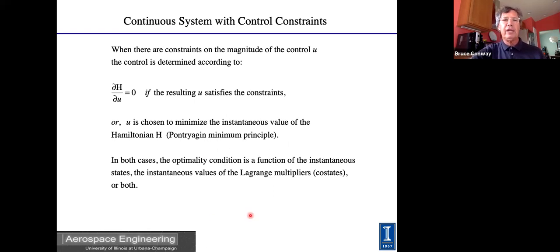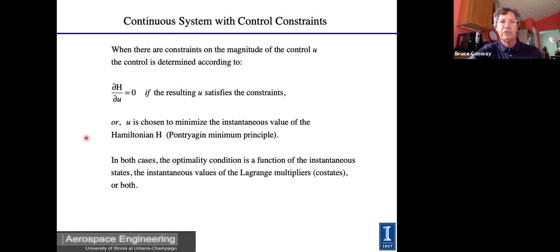Now, another complication is that we often can't use this optimality condition dH/du equal to 0 to solve for the optimal control. That happens in a number of circumstances. One is when the Hamiltonian is linear in U, and so this equation doesn't give you any useful information. But another case is if the optimality condition, even if it works, gives you a U that is not within the available bounds for you. And this happens all the time.